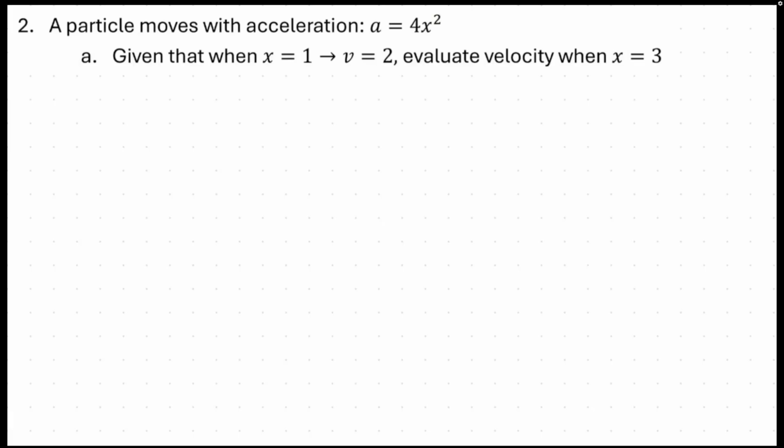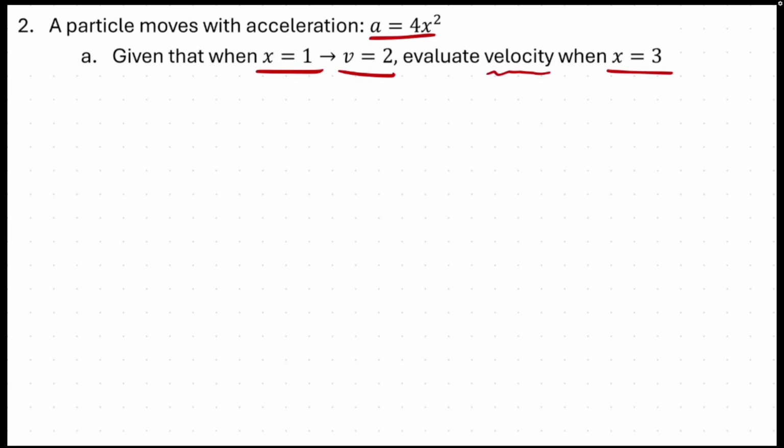Okay, so this next problem is going to be a tad bit more tricky. We're starting with acceleration in this case, and we're given some initial values. Let's read it. A particle moves with the acceleration of a equals 4x squared, and given that when x equals 1, v equals 2, we have to evaluate the velocity when x is 3. Sure. So how do we start this, right?